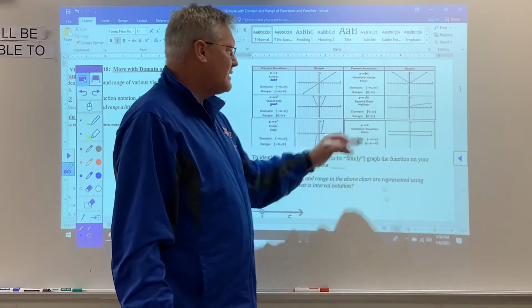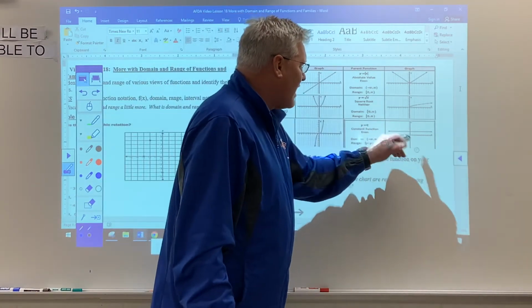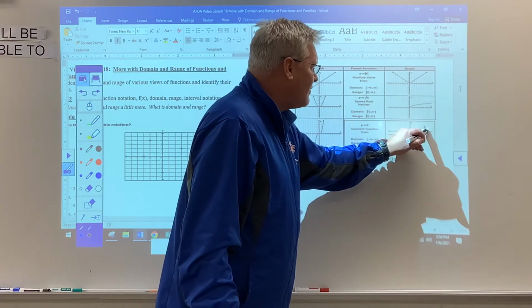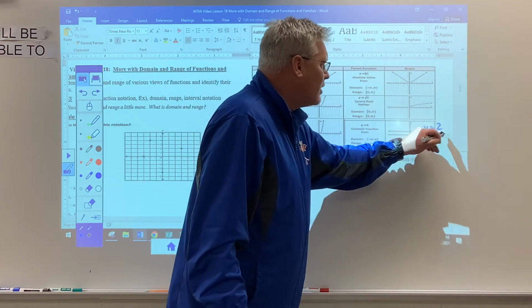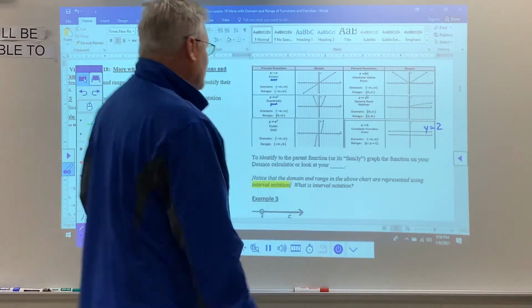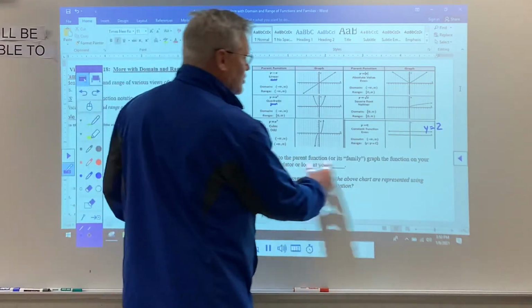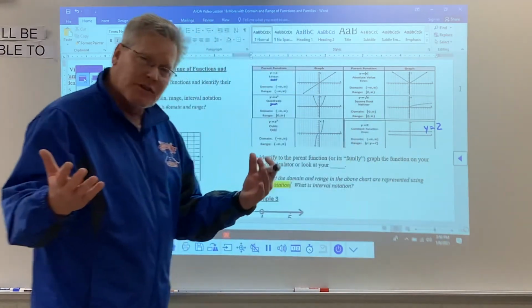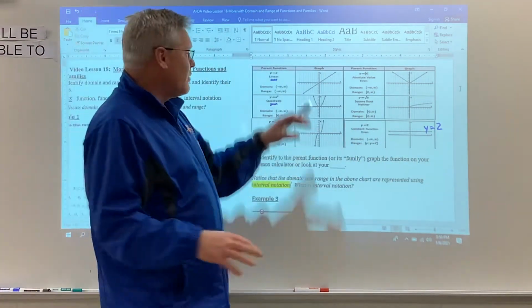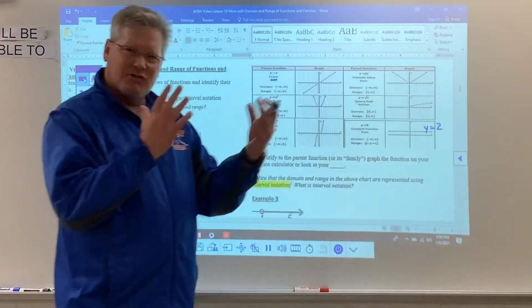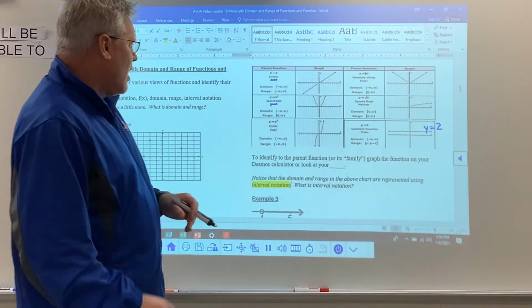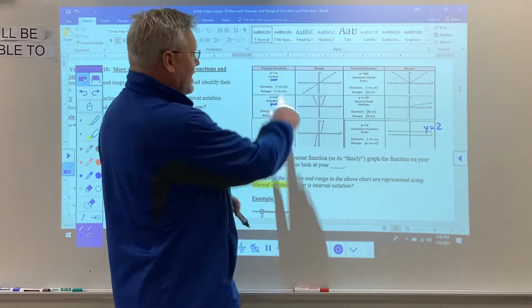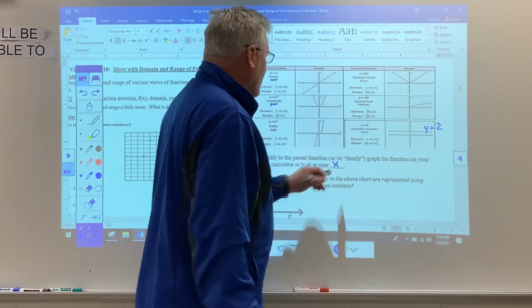Now constant means something like, if you graph y is equal to 2, 2 is a constant. So it says to identify the parent function or its family. Graph the function on your Desmos calculator. That's one easy way to match the graphs up. They have certain characteristics, if you will. Or you can just look at the x value right here.